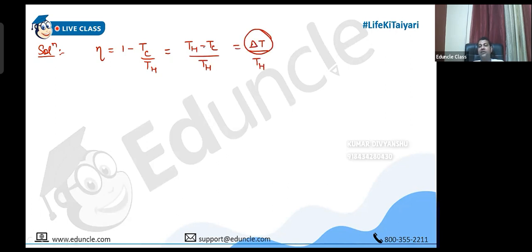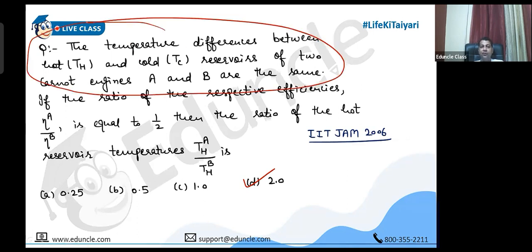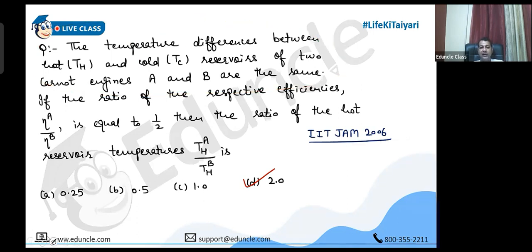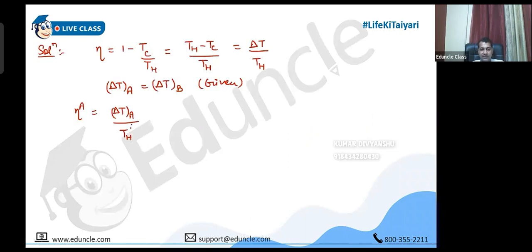And it is given that this difference is same for the two engines, A and B. Read this line. Temperature difference between hot and cold reservoirs of the two engines, it is same. So delta T is same for both the engines. Delta TA is equal to delta TB. So if I use this formula for the efficiency of engine A, it will give me delta TA by THA. And eta B will be delta TB by THB. Let me write B as a superscript, because we are representing it by superscript.